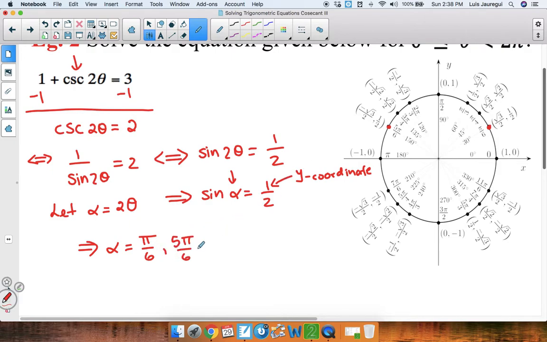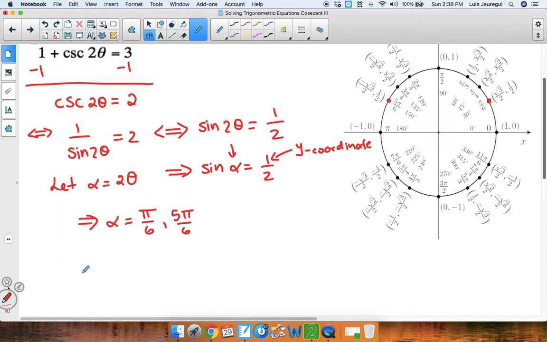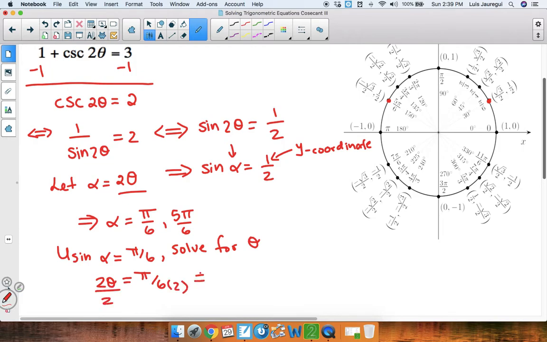Now we need to use those two values to get theta by itself. So let's take a look at that particular case. Using alpha is equal to pi over 6, solve for theta. We have that alpha was defined to be simply 2 theta, so we can replace that with 2 theta, and that is equal to pi over 6. Now to get theta by itself, let's divide by 2 on both sides. So we get that theta is equal to pi over 12.